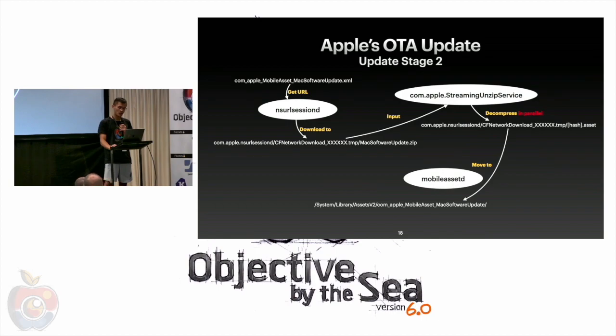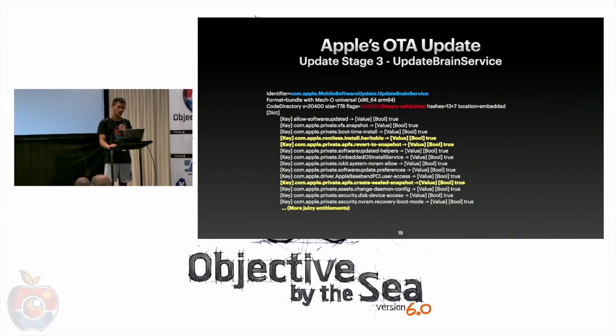The second stage is similar to the first. The differences are the XML path, the download URL, and the target location. The third stage is the update brain service itself.